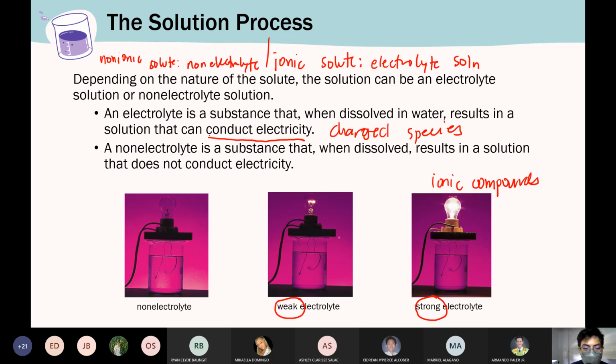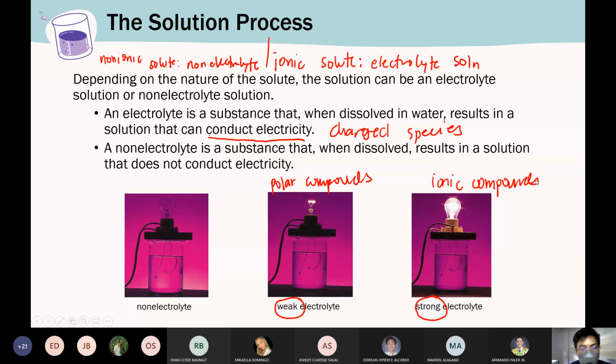Okay? Kapag weak electrolyte naman, basically, you have polar compounds dissolved in water. Example niyan is tubig and suka, no? Okay? Acetic acid or vinegar is a polar compound. If you have water, patakan mo ng suka, it will conduct electricity, but not that much. Okay? Why? Because polar compounds only contain partial charges eh. Partial lang yung charge niya. Kaya yung pag-conduct ng electricity, hindi ganun siya katindi.